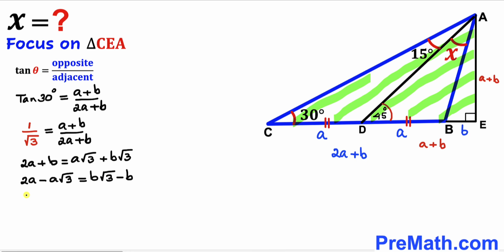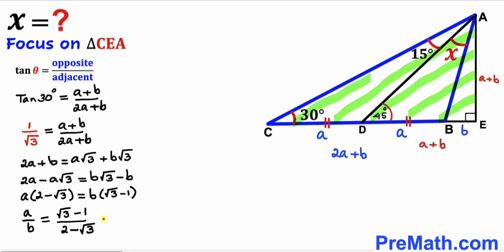Here I can factor out a, and we end up with 2 minus square root of 3 equal to, factoring out b over here, square root of 3 minus 1. So this whole thing can be written in terms of a divided by b equals square root of 3 minus 1 divided by 2 minus square root of 3. I'm going to label this as our equation number 1.